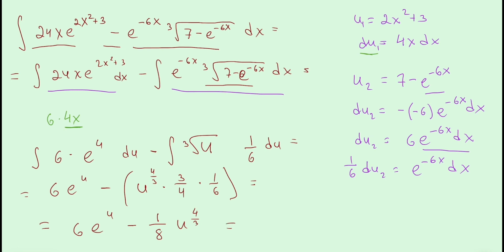Now let's substitute u with the functions. We will get the first u was equal to 2x squared plus 3, minus 1/8. Now u is substituted with 7 minus e to the negative 6x, all to the 4/3 power, plus c.